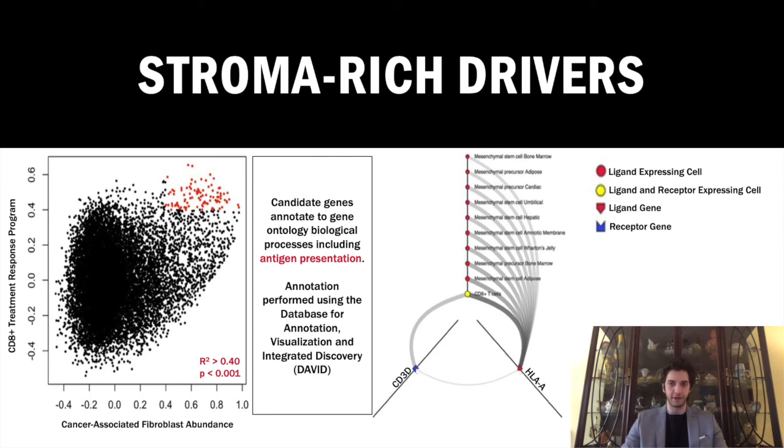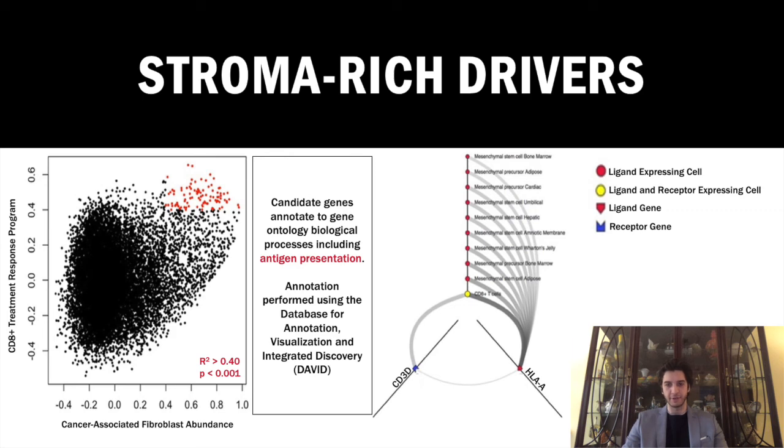The candidate genes that exceed our specified correlation thresholds are highlighted in red on the left scatter plot. This analysis is built on the assumption that genes positively correlated with both cancer-associated fibroblasts and CD8-positive cell signatures of treatment response are candidates for mechanisms of cell-to-cell interactions. From this correlation, we extracted all of the candidate-positive regulator genes for fibroblast CD8-positive response programs, the red dots, and these all annotated to relevant ontological mechanisms such as antigen presentation.